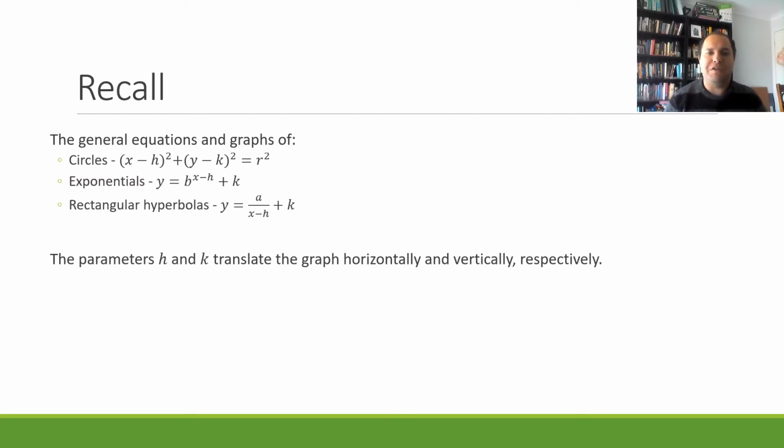The key things to recall, going back to our previous video looking at transformations, are the general equations and graphs of circles, exponentials, and rectangular hyperbolas. In particular, we'll need to make sure we remember the parameters h and k, and that they translate our graph. H translates horizontally and k translates vertically.